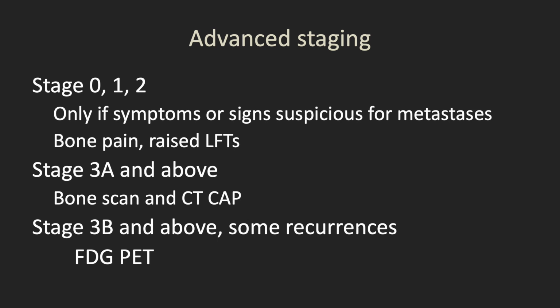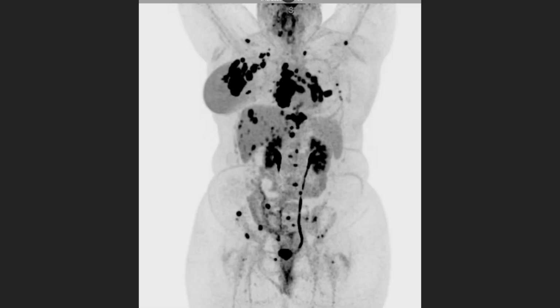And then stage 3 and above, some recurrences, they may do an FDG PET. So this is the FDG PET scan on the patient with inflammatory breast cancer that I showed you a few slides back. She had a lot of uptake in that breast, as you can see, including uptake in the skin. She then had multiple nodal groups, including supraclavicular, internal mammary, and mediastinal nodes. So she's N3, so that makes her T4D, N3, and then multiple osseous and hepatic metastasis, which is M1, so this makes her stage 4.